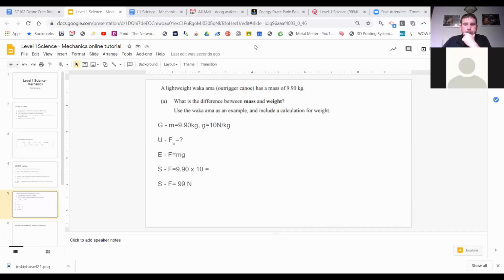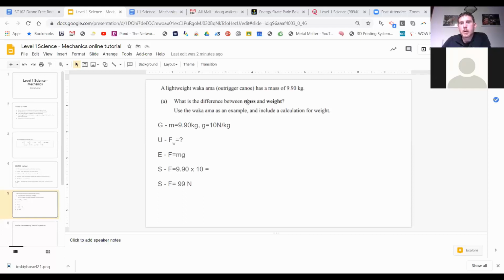Yep, go for it, Eden. Okay, yeah, really good question, Eden. Thank you. So Eden's asked, why is it showing as newtons and not kilograms for weight? And that's a really good point, because the question asks, what is the difference between mass and weight?